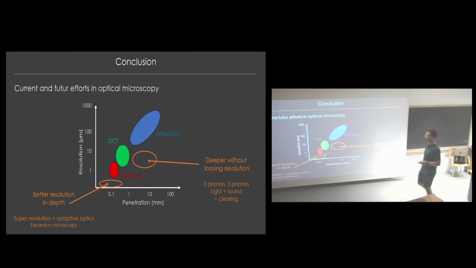And the other trend is really getting better and better resolution in depth. And this is really challenging. Here, most of the techniques focus on super resolution plus adaptive optics, because super resolution is really sensitive to aberrations and scattering, and so they need to correct with adaptive optics to get below 1 cell. And there is also some expansion microscopy, but it also works only with dead samples, where the idea is just to expand your sample, and then you gain some resolution.